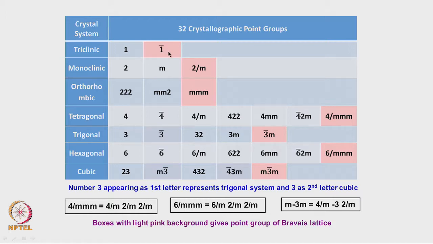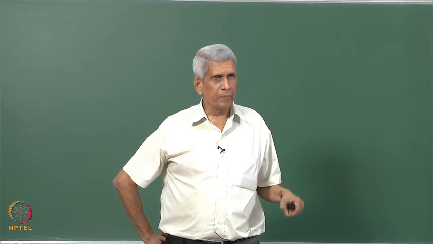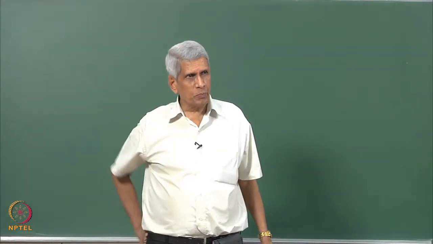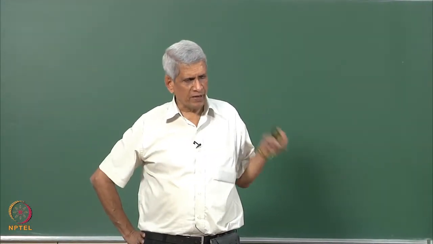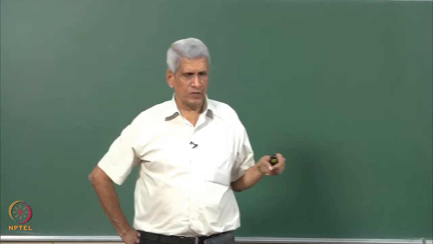The maximum symmetry element which a triclinic can have is 1 bar. Monoclinic can have 2 by m. Orthorhombic can have a symmetry which is mmm. This I will come to later; I will show some examples of the crystal structures. Then tetragonal is 4 by mmm. Trigonal is 3 bar m, and 6 by mmm is the symmetry for hexagonal. Cubic is m3 bar m, as it is written.